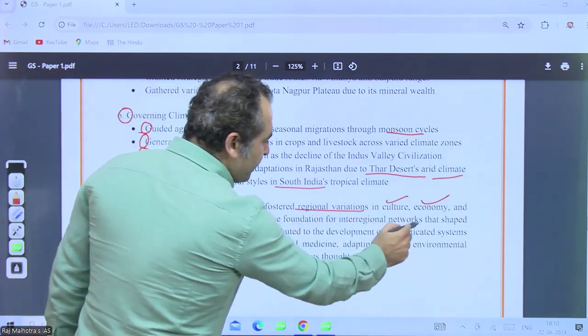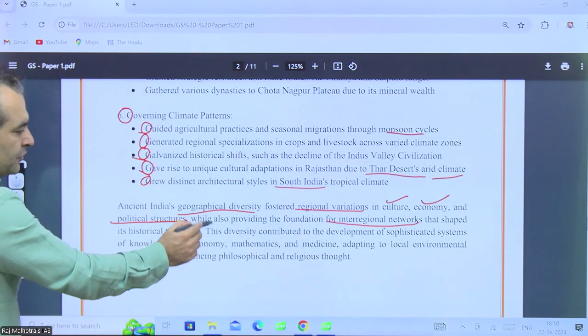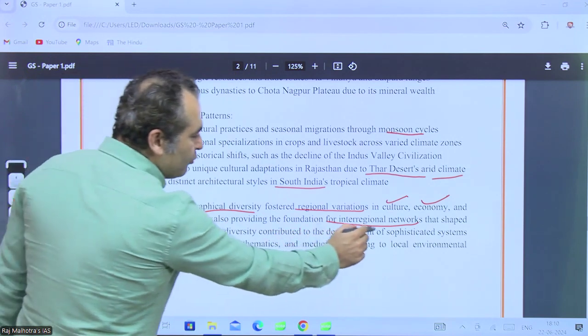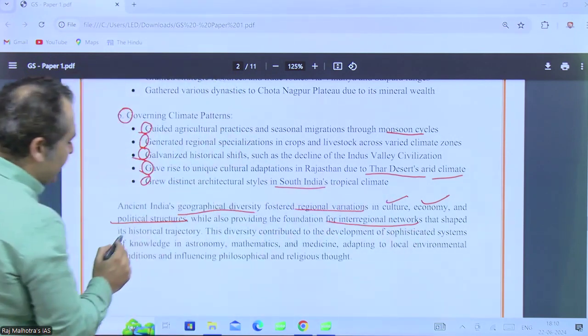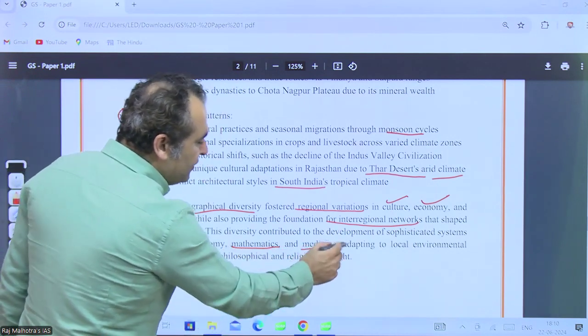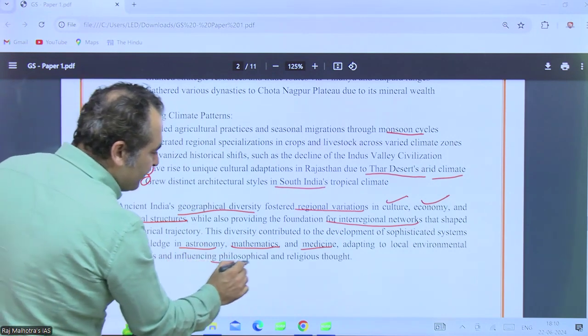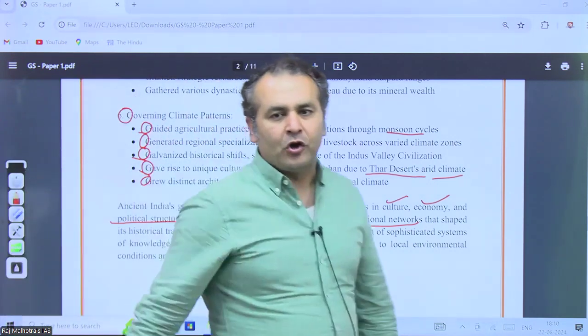Ancient India's geographical diversity fostered regional variations in culture, economy, political structures, while also providing the foundation for inter-regional networks that shaped its historical trajectory. This diversity contributed to the development of sophisticated systems of knowledge in astronomy, mathematics, medicine, adapting to local environmental conditions and influencing philosophical and religious thoughts.